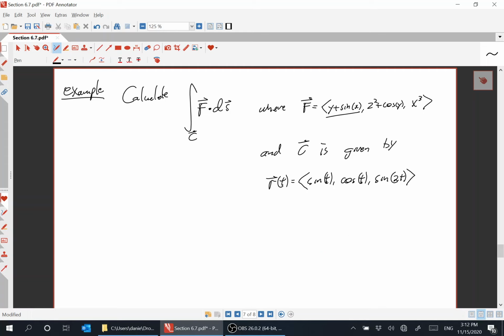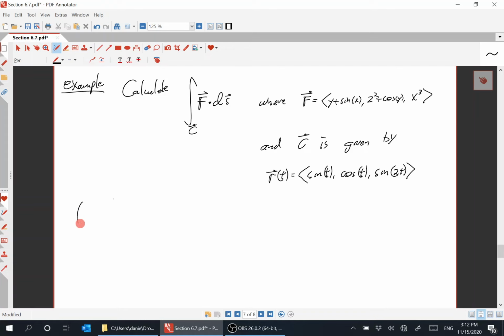Right? But if you calculate the curl of f, it might simplify because you're taking derivatives. So let's give that a go. Okay, notice I didn't mention a surface. So let's use Stokes' theorem to calculate.